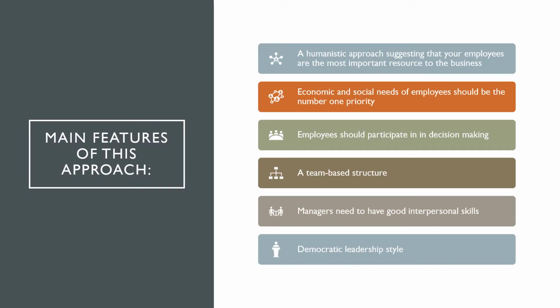So what are the main features of this approach? Essentially, it's all about the human interaction and having a sort of humanistic approach in that you identify that your employees are the most important resource in your business and that you have to look after them and care about them in a certain way. And that is why the economic and social needs of your employees are the number one priority as a manager. You care about your employees. Like I said before, in a democratic leadership style, you have employees participating in the decision-making process associated with it.